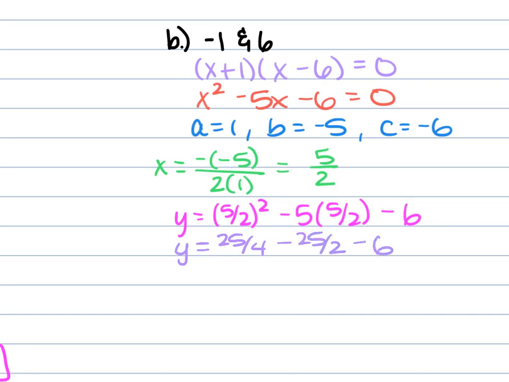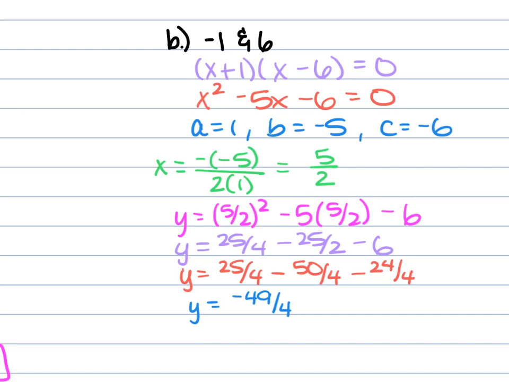Least common denominator here with all of our fractions and all of our terms is 4. So this is going to become y is equal to 25 over 4 minus 50 over 4 minus 24 over 4. We combine our like terms here, or our fractions here. Remember, add the numerators, keep the denominator. 25 minus 50 minus 24 is going to give us negative 49. So y is equal to negative 49 over 4.